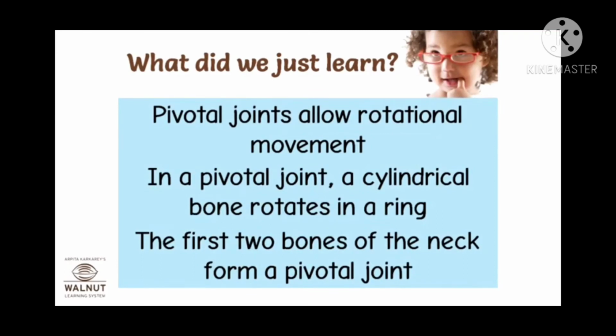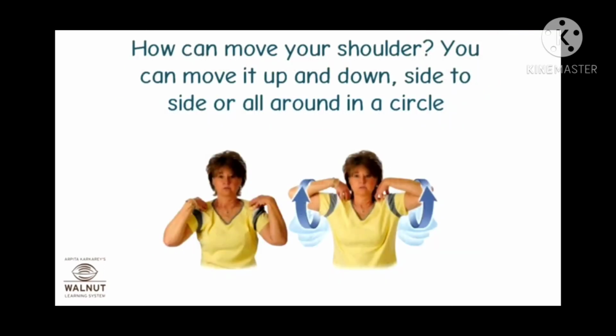What did we just learn? Pivotal joints allow rotational movement. In a pivotal joint, a cylindrical bone rotates in a ring. The first two bones of the neck form a pivotal joint.